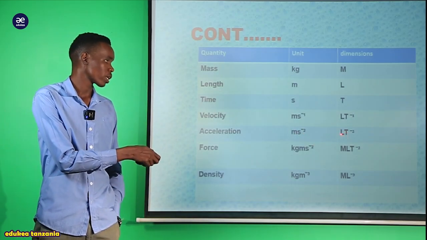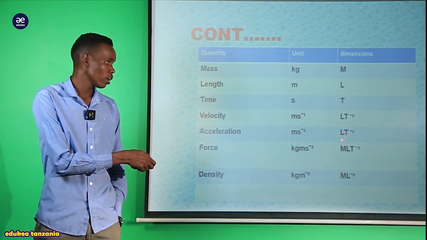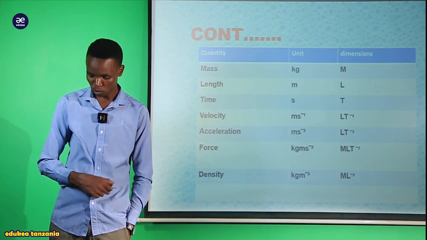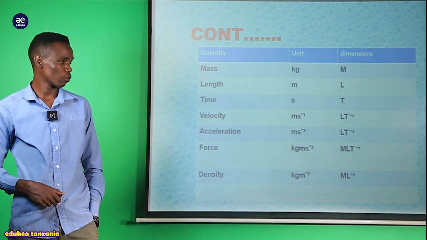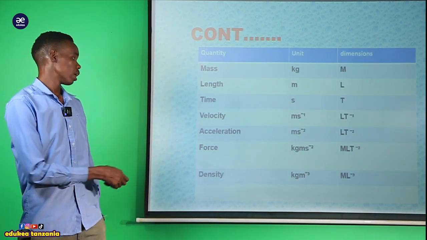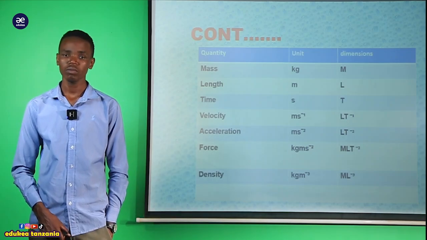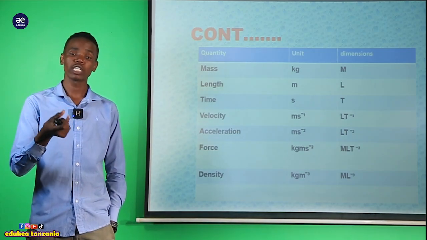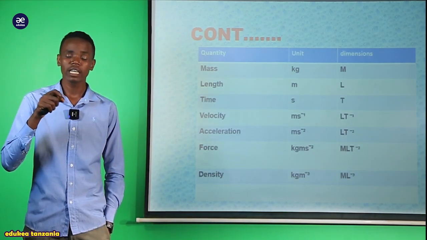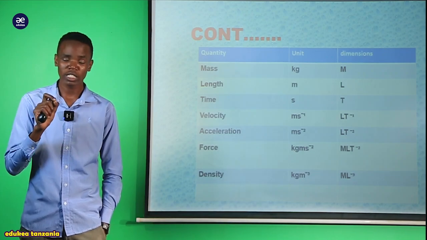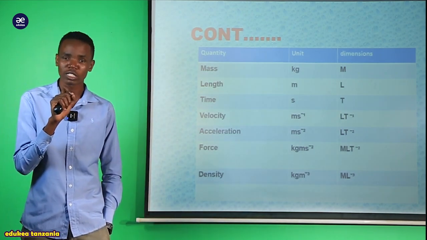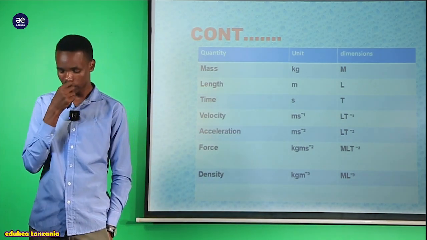Ndio maana hapa utakuja utatumia ni L na T power -2. That is the dimension of the acceleration according to the formula. Kwa unachotakiwa badilisha zile derived quantities zipeleke kwenye fundamental quantity, na baada hapo uweze kuzisimplify kutafutia zile dimension zake.